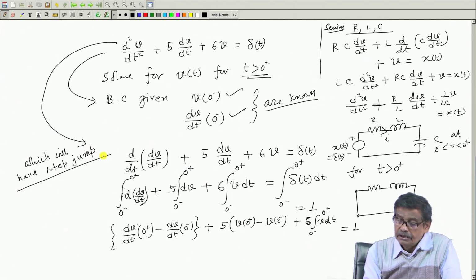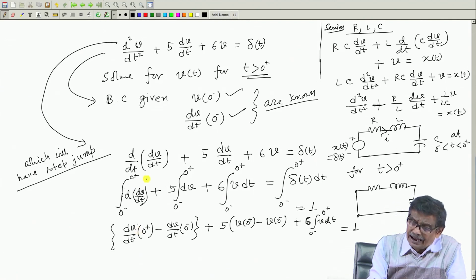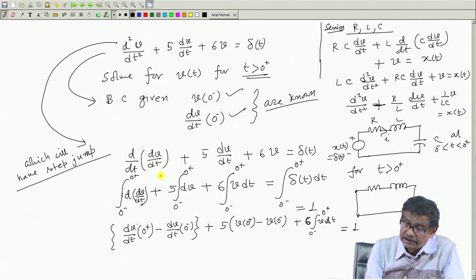Step jump will only be in dv/dt. dv/dt will have a step jump, because if dv/dt has a step jump, then this term will produce an impulse, so the left-hand side and right-hand side have one impulse only, no delta dot t, nothing like that, only delta t. Therefore, this was the idea to understand what is going on.